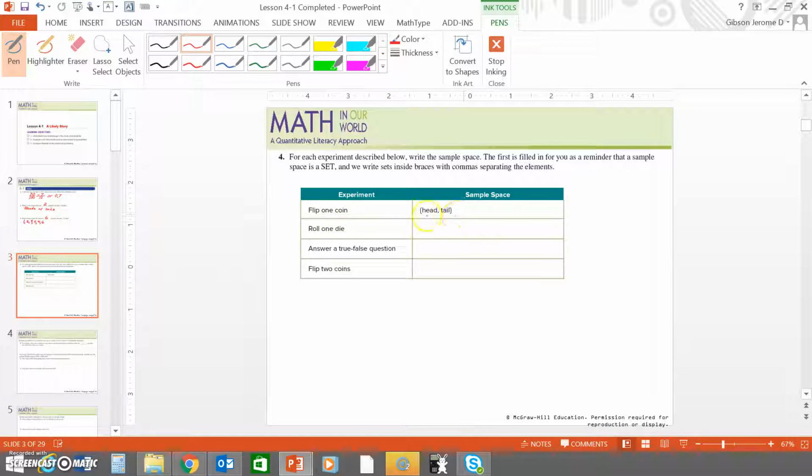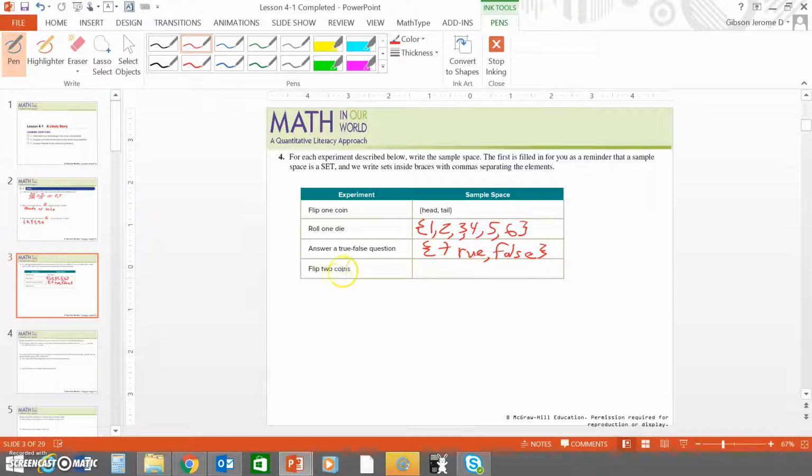You had heads and tails. Now for the die, we would do a brace. And it's a little hard doing it with this tablet, so I'm going to try my best to make it look as good as possible. So we have 1, 2, 3, 4, 5, 6. These are all the possible outcomes on a die. Now it says answer a true-false question. So when you answer a true-false question, you can only answer it true or false. So that is the set.